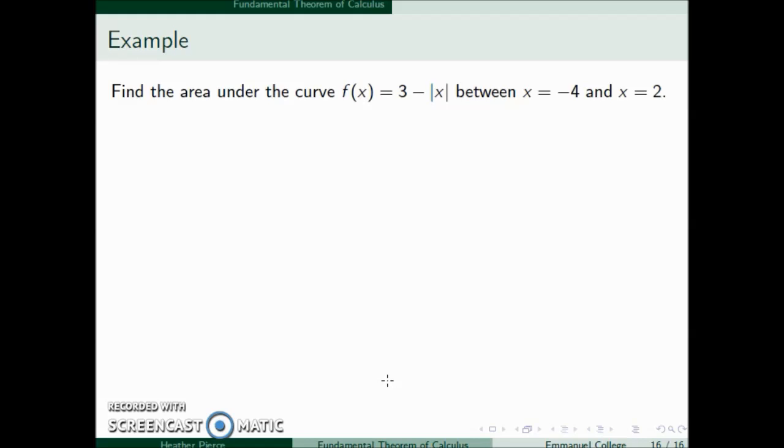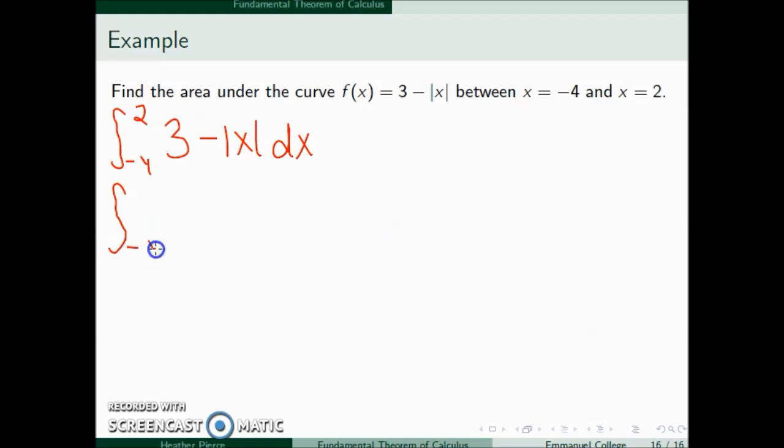We'll do one final one. Here we want to find the area under the curve f of x equal to 3 minus the absolute value of x between x equal to negative 4 and x equal to 2. So we know that this is the integral from negative 4 to 2 of 3 minus the absolute value of x dx. So you may not know how to take the integral of the absolute value. However, we do know how to take the integral of x. So we're going to break it up in terms of x.